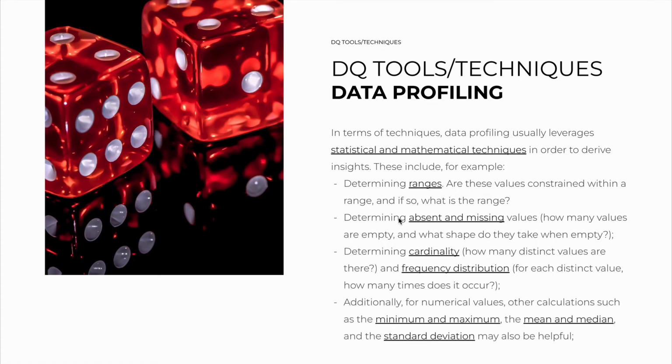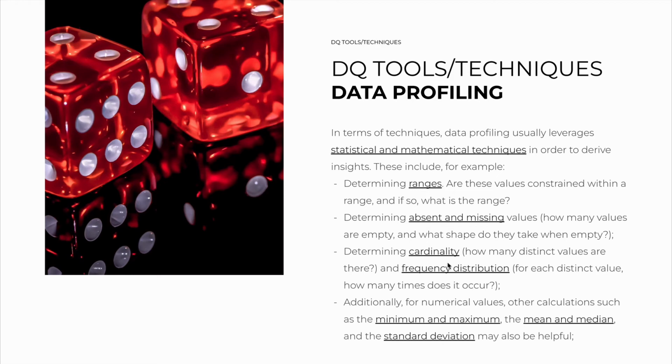Then, determining how many values are absent and missing. That is, how many values are filled in terms of this column or even the full record, and how many are empty, and what shape do they take in specific when they're empty. Is it a zero? Is it a null? Or is it another format? Then, determining what is the cardinality of values. That is, the set of how many distinct values are there. For example, if you have a column with true or false, the cardinality is 2, and so on. This helps tell you how many different values a field can take.